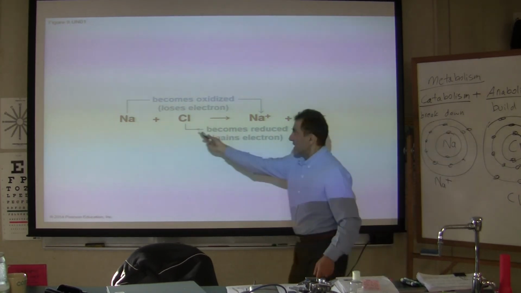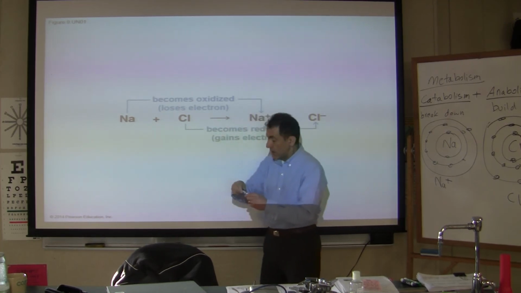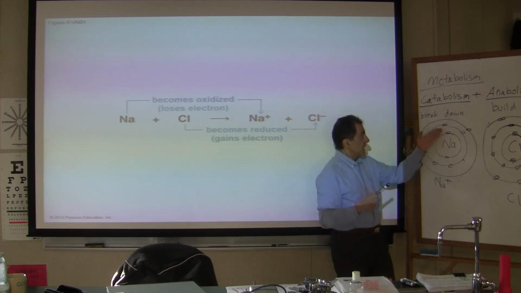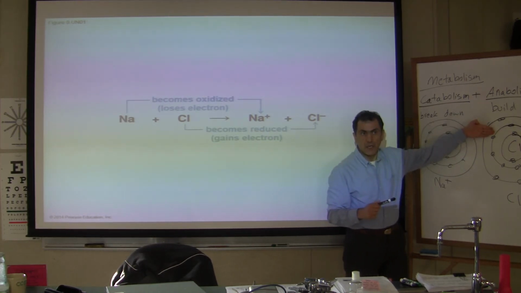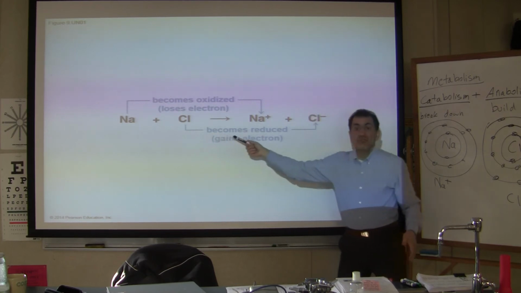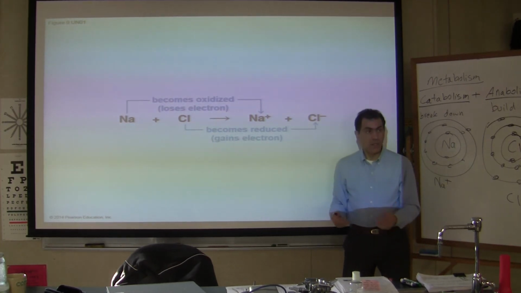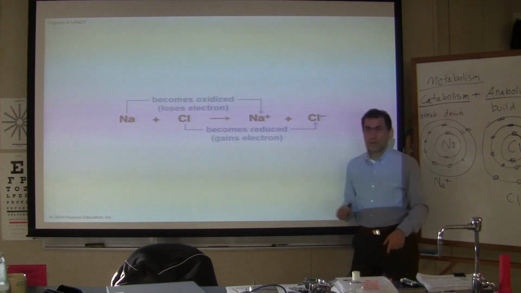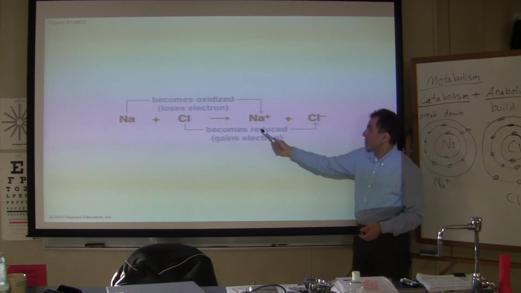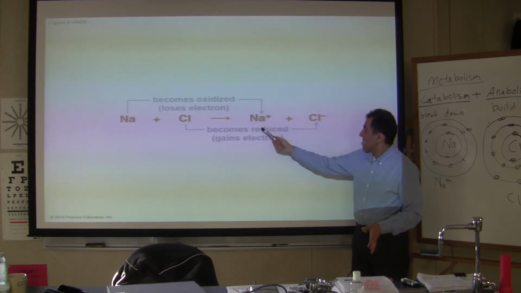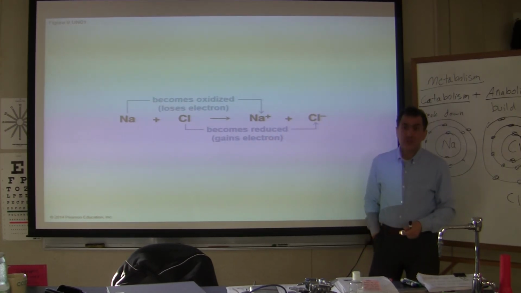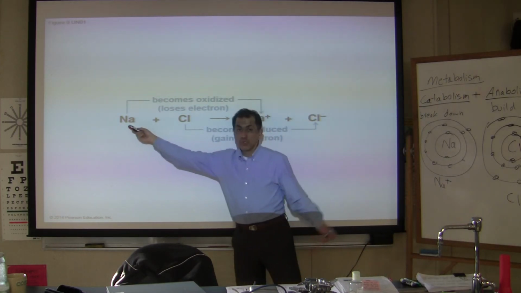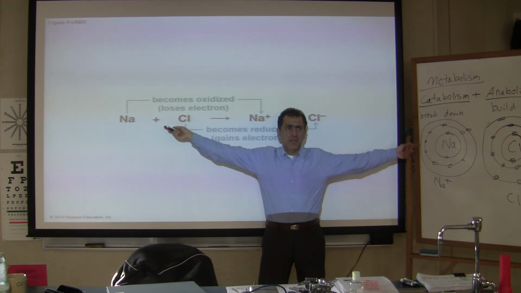So that's what we're saying here. Sodium becomes oxidized because it gives off its electron. And chlorine is reduced. It is in the hole. It got an electron from sodium. You remember this from the beginning of the semester. So sodium is oxidized and chlorine is being reduced. It gains electrons. From where? It gains electrons from where? From sodium. Remember this from the beginning of the semester?